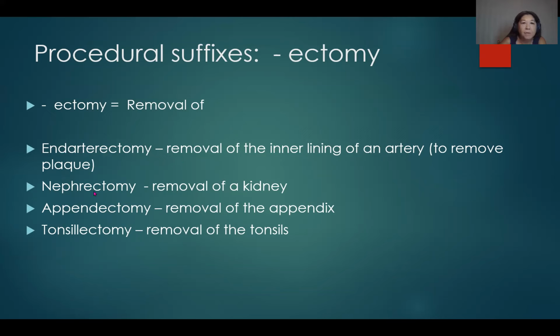A nephrectomy would be removal of a kidney. An appendectomy is removal of the appendix, and a tonsillectomy is removal of the tonsils. Okay, so this is a very common term that you will come across.